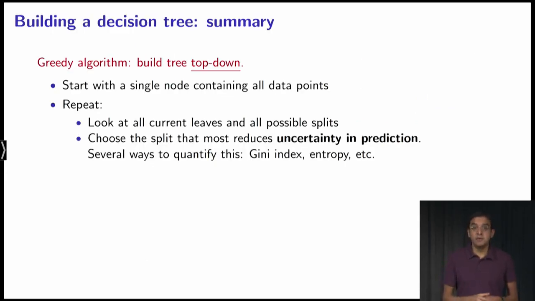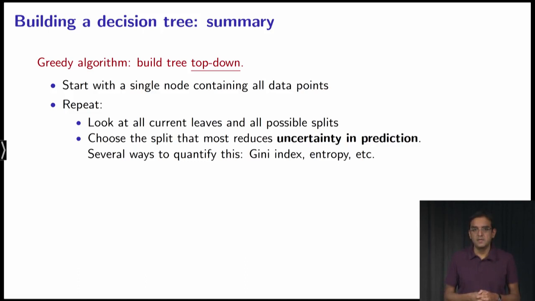So to summarize, the way we build a decision tree is by a greedy top-down algorithm. We start with all the data points in one node, and then we start growing the tree. At any given point, we've grown the tree a little bit, and we have a bunch of leaves. And we can split any of those leaves. So we're going to try all possible leaves and all possible splits. And we're going to choose the one that leads to the greatest reduction in error, the greatest reduction in uncertainty. And there are all sorts of ways to quantify this with names like Gini index and entropy and so on.